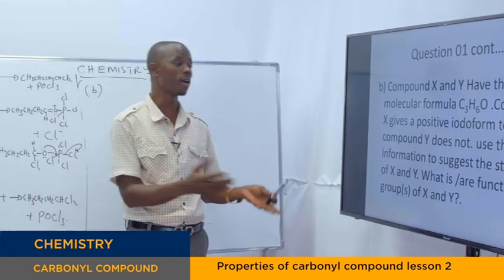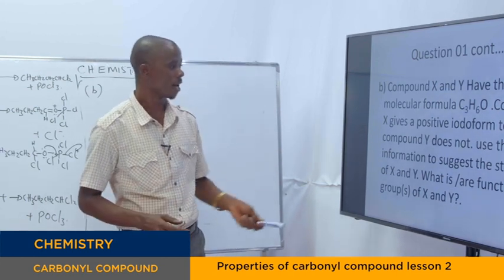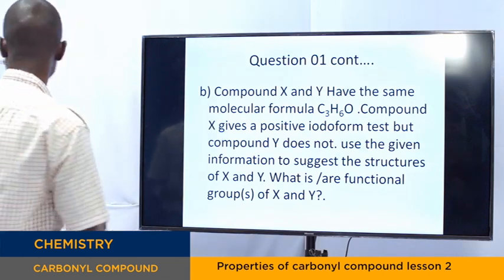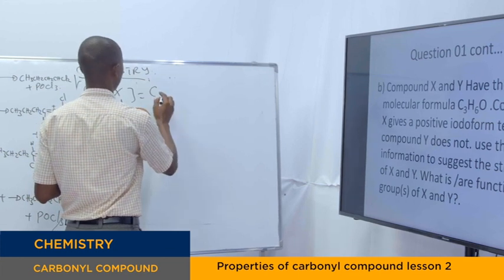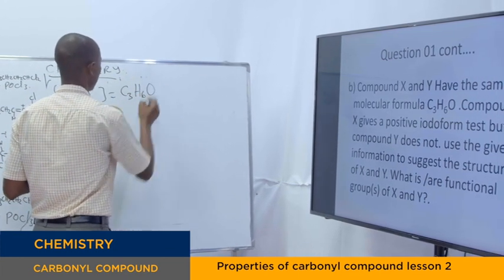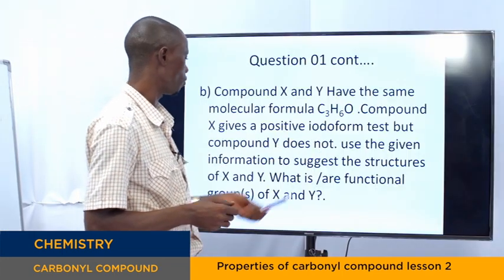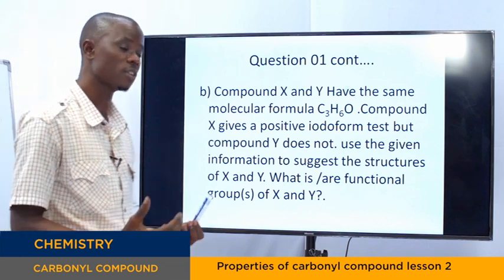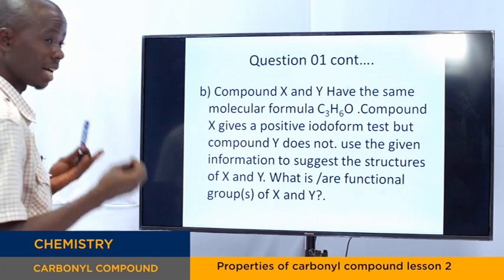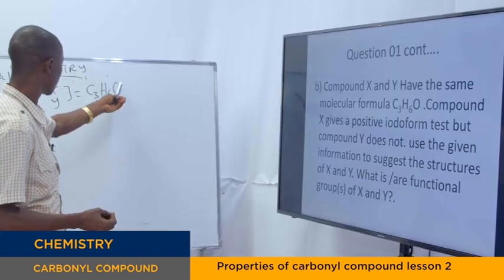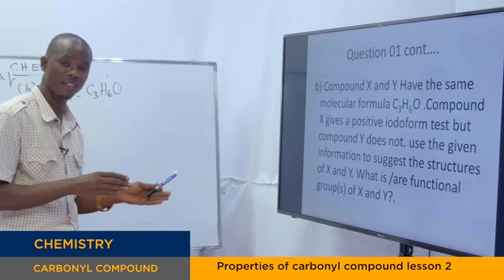First of all, we have to think. When you are given these problems, you have to think, what is all about them? It is very important. Now, because we are given the molecular formula of X and Y, and you are told that compound X gives a positive iodoform test, that means it has got a terminal methyl group. And we are talking about aldehyde and ketone. So automatically, one of them is aldehyde and the other one is ketone.